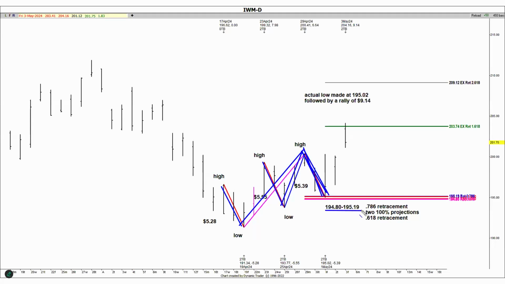Gave us 194.80, 195.19. It hit, it held, it triggered. Actual low was made at 195.02. And that was directly within this zone. And in this case, we met two targets on the upside. Okay, that's how it's supposed to work. But what if we're wrong? Well, if we break underneath here, get out.